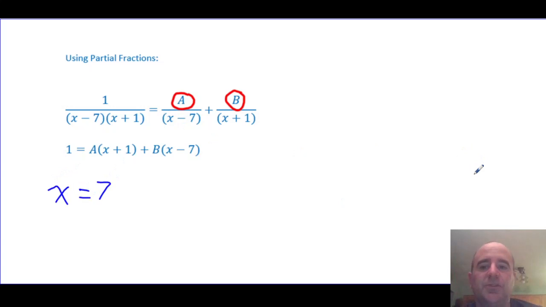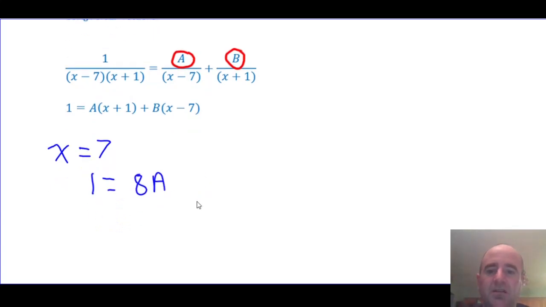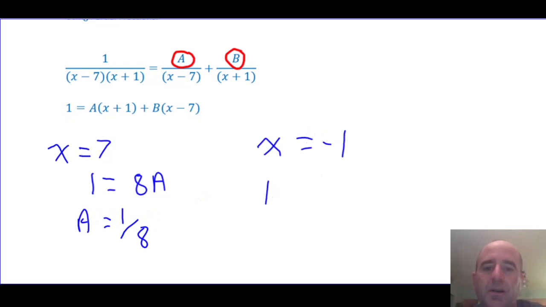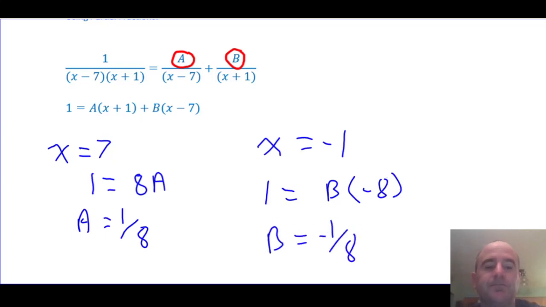So x equals 7, and I will get that 1 equals 8a, plus 0b. So a must be 1/8. If I sub in x equals -1, then I can solve for b. I get 1 equals 0a plus b, in this case, times -8, so that b is actually equal to -1/8.